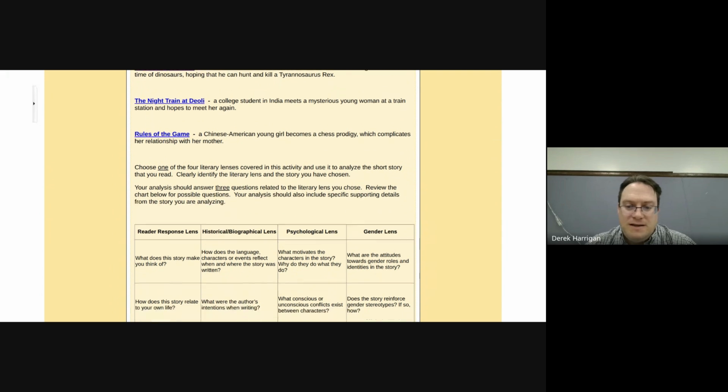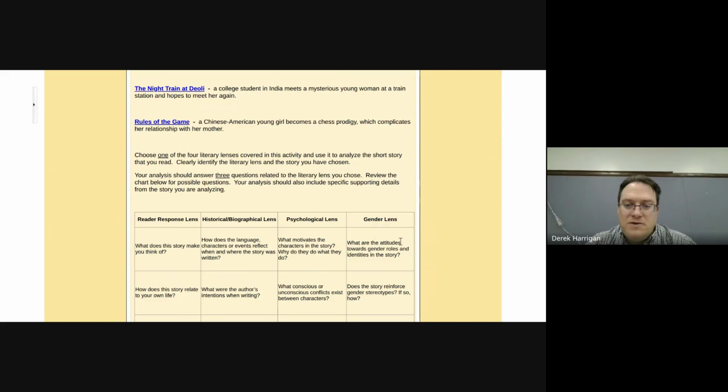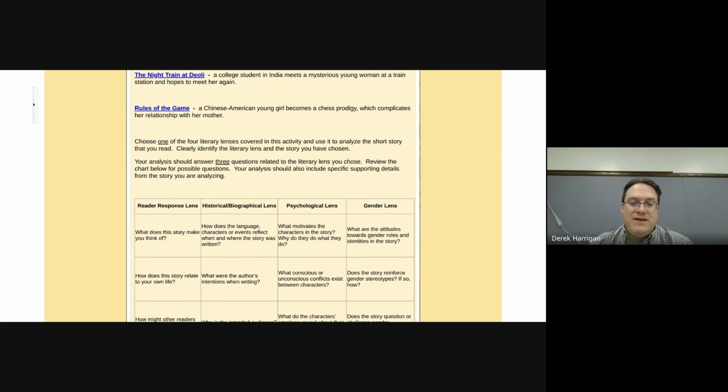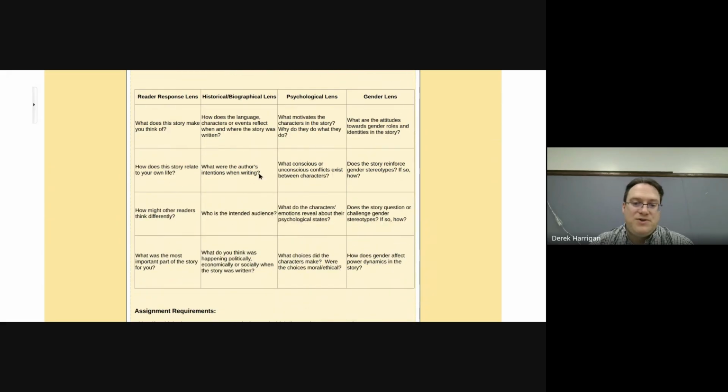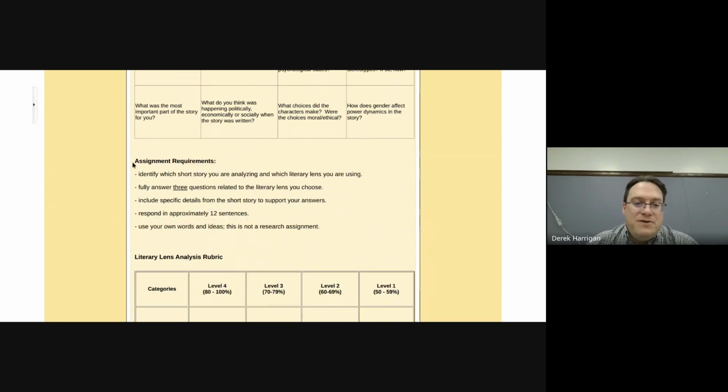Okay, so like if I take a look here, what are the attitudes towards gender roles and identities in the story? Well, what are the attitudes towards gender roles in The Night Train at Delhi, for example, right? So whichever three questions, and I've given you a little bit of choice. You don't have to answer all four for whichever lens you choose, but you do have to answer three out of the four. At the bottom here, you've just got a listing of the assignment requirements.